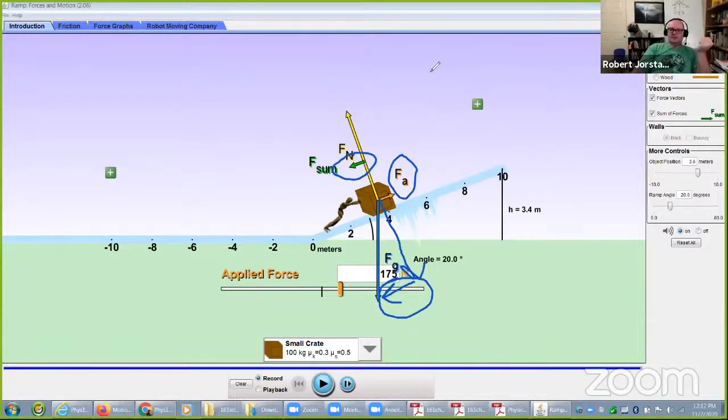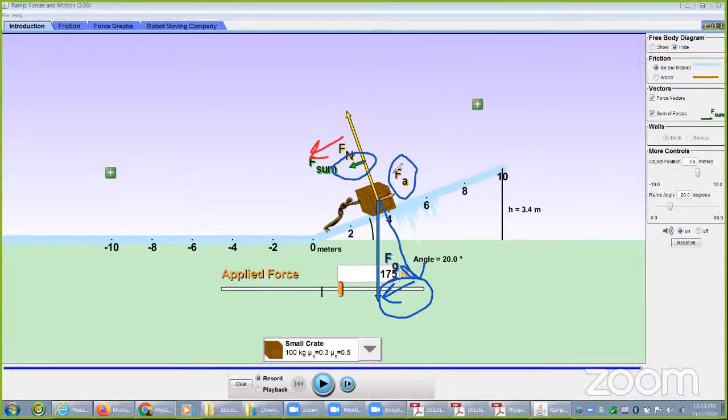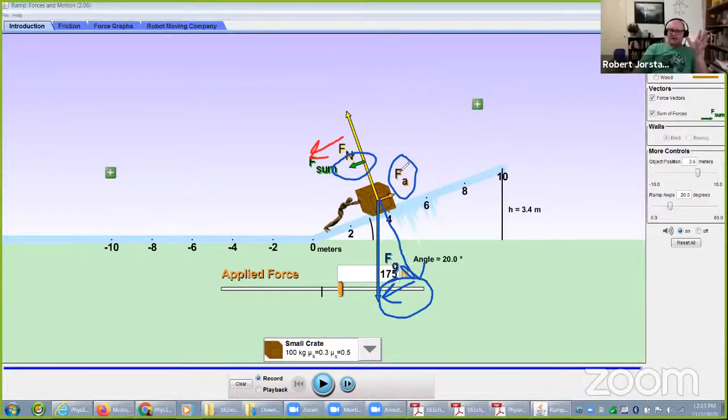Which way is this thing accelerating right now? To the right, left, up the ramp, down the ramp, perpendicular to the ramp? To the left of the ramp? Yeah, down the ramp. So even though the zombie is still pushing up the ramp, right now the weight force is too large, and so the zombie is able to slow it down but not stop it.